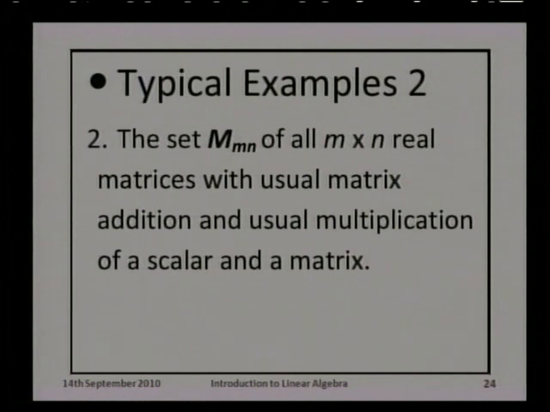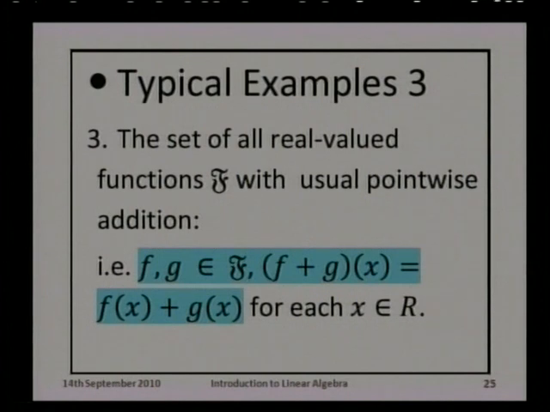This particular example can be extended to m cross n real matrices with the same usual matrix addition and usual multiplication of a scalar and a matrix, and it can be easily verified that Mmn is a real vector space because the scalars are from the reals.